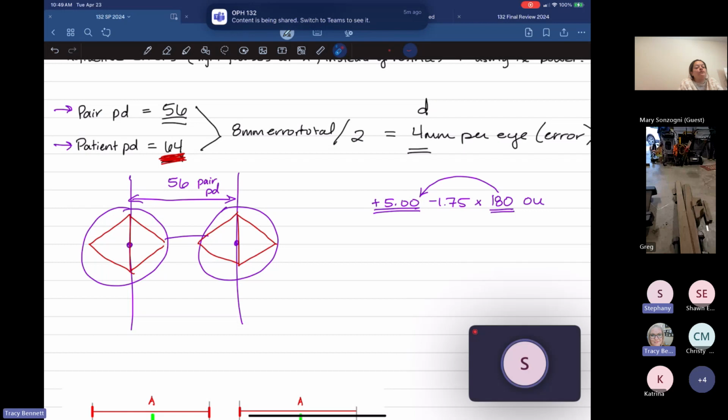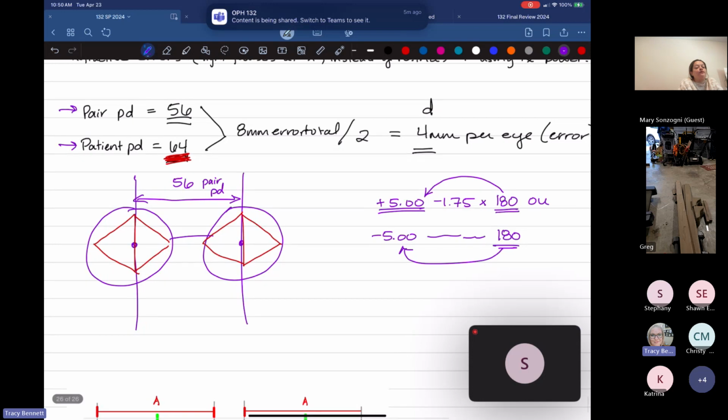Just to be sure, if it's a -5, it would have been base out, right? Correct, I was just about to do that, but we know that this is at 180, so who cares about all that? But yes, if he was minus, then all of a sudden we'd have the same situation.